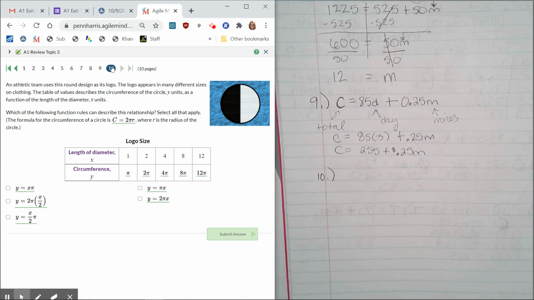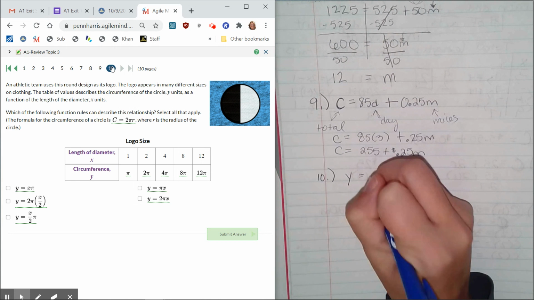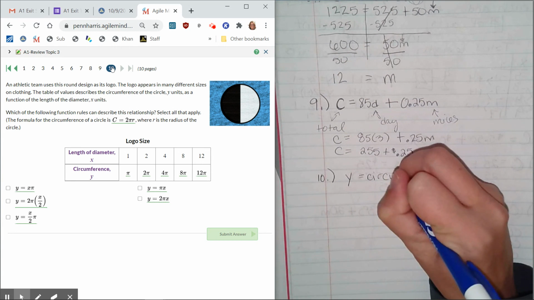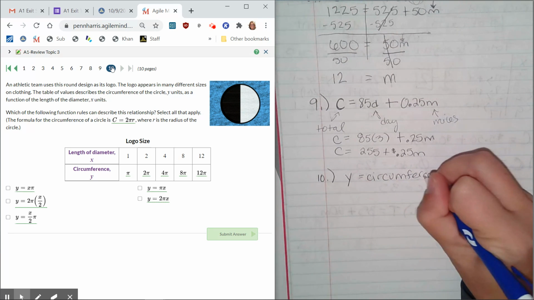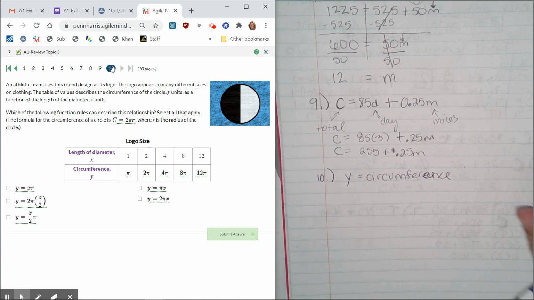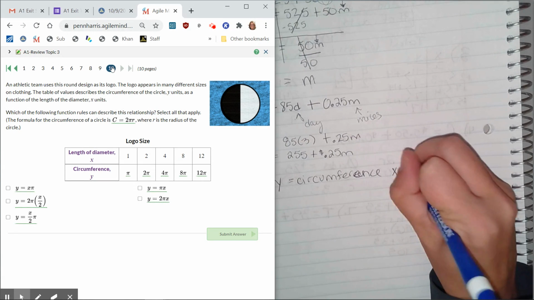And they go ahead and tell us that the formula for circumference of a circle is C equals 2 pi r. So circumference equals 2 pi r, and r stands for radius. Okay, so a couple things to note here, guys. We have Y stands for circumference. Sorry, can't spell today. My X stands for the radius.